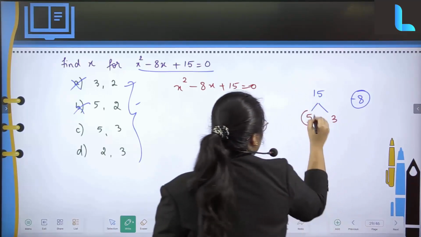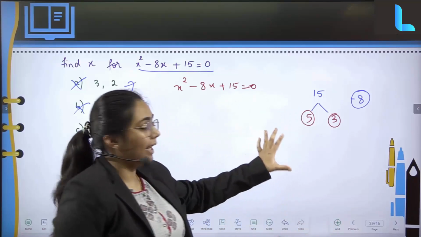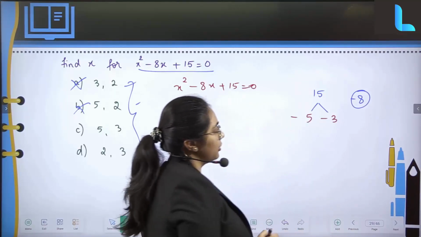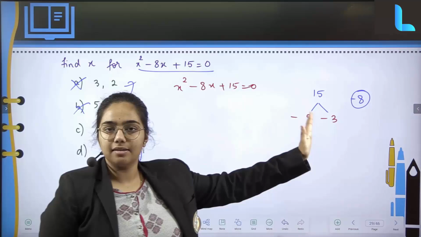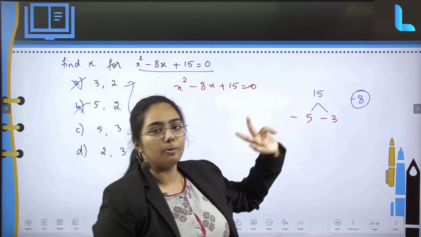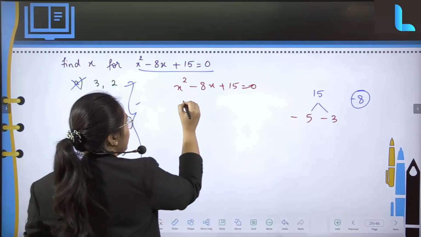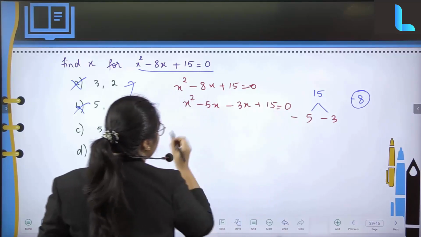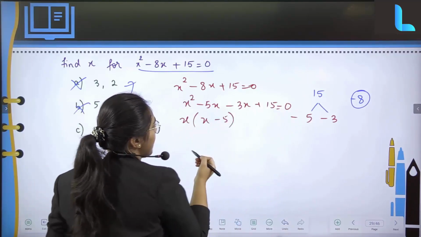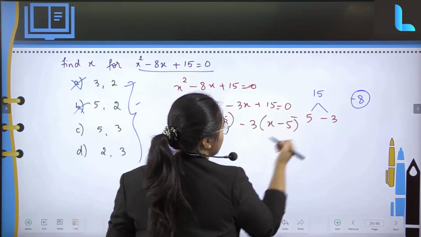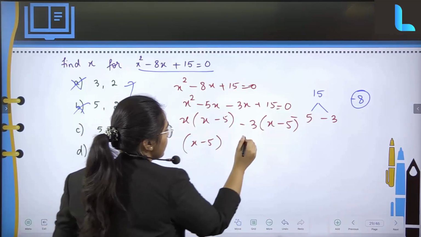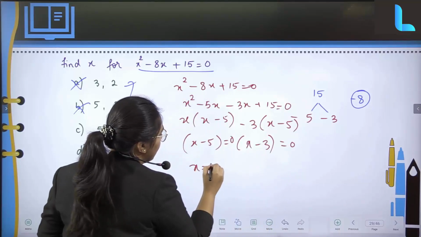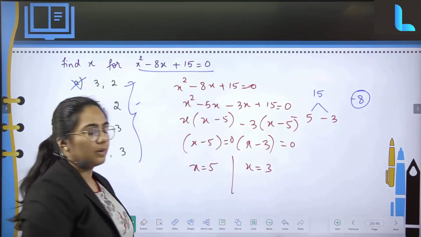So 5 and 3 are going to be my factors. Right. So for 5 and 3 I have to put the sign also. So now it is going to be minus and minus on both the sides. Minus 5 minus 3 is going to be minus 8. When you multiply this, you will be getting positive 15. So when I solve for this, x square minus 5x minus 3x plus 15 is equal to 0. Taking x as common, x minus 5, and minus 3 as common, x minus 5. So the roots I'll be getting is x minus 5 and x minus 3. When you equate this with 0, you'll be getting x is equal to 5 and x is equal to 3.